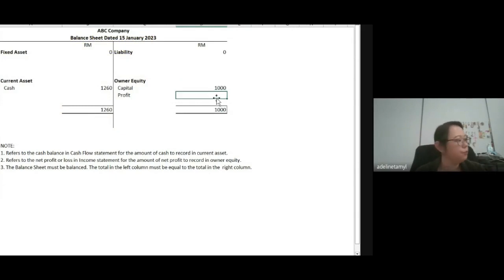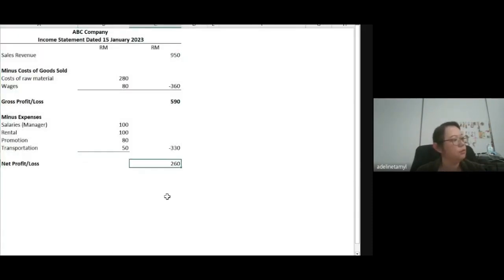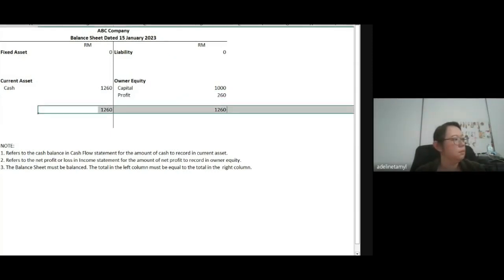Okay, how much profit? Refer to the income statement. Income sini 260 ringgit. So copy here, 260. You will see that the amount on the left-hand side is the same as the amount on the right-hand side. Okay, nampak? The same amount.